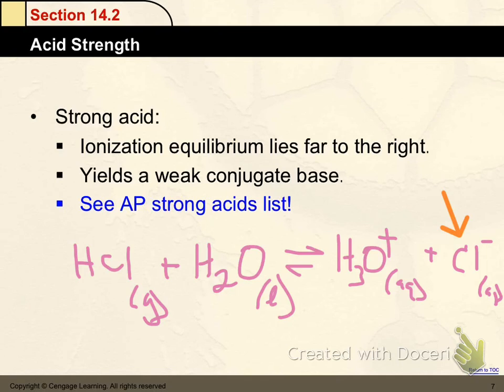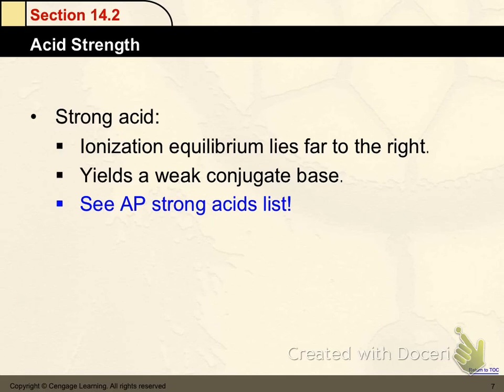Now there is a strong acids list that you're going to need to know for the AP test. I'll go through the names right now and then I'll give you this list on Monday. It's hydrochloric acid, nitric acid, sulfuric acid. We're going to stick with those three right now, and I just want to double check that list later to see if there's anything else on there. So the three big ones: hydrochloric acid, nitric acid, and sulfuric acid.